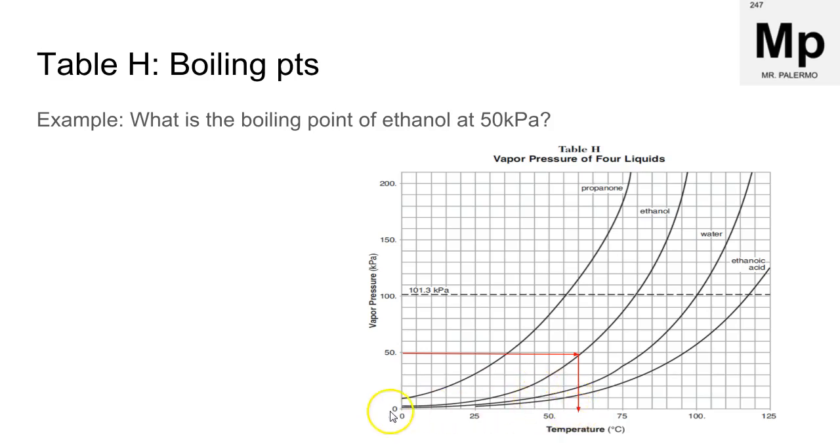It's important to note that the scale on the bottom goes by 5s, but the vertical scale here goes by 10s. So just be careful, if they're asking you about vapor pressure versus temperature, that you're reading the scale correctly.